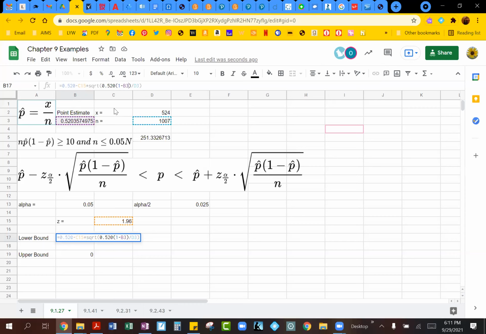Wherever I needed to have my p hat, I'm just replacing it with 0.520, and it's still giving me an error message. Okay, how about we put this part in parentheses, and it's still not working. Okay. Sometimes my Google Sheets has issues reading functions if they're not in all caps. So the square root function might be the problem.